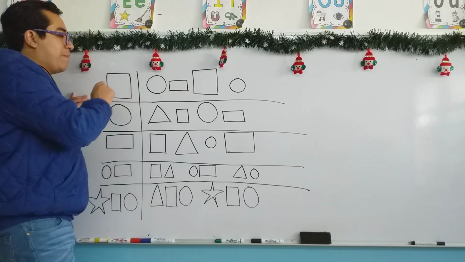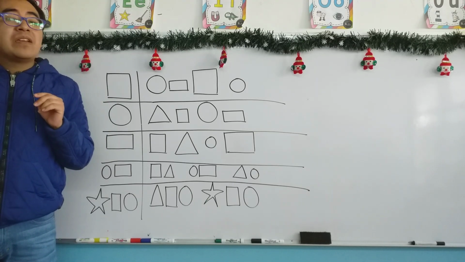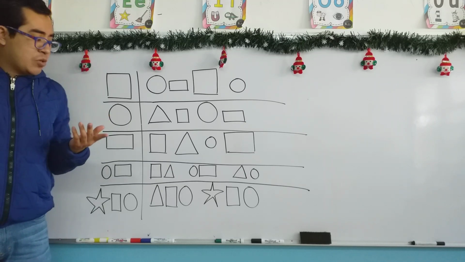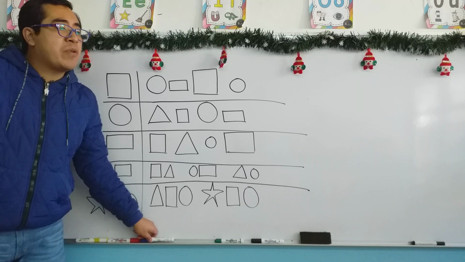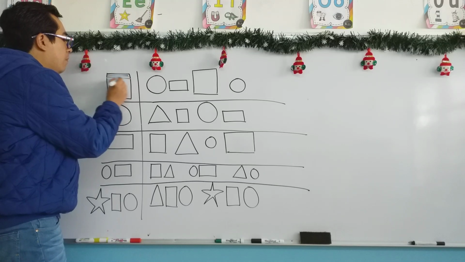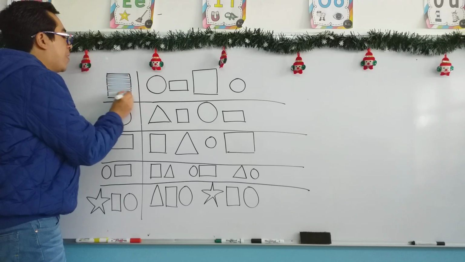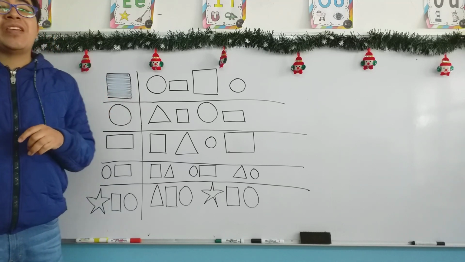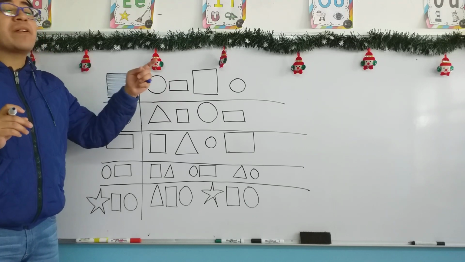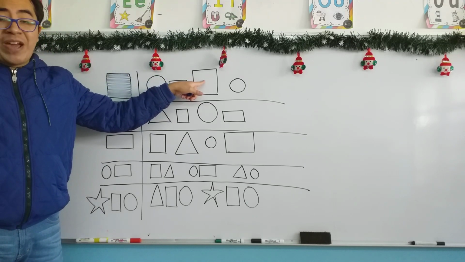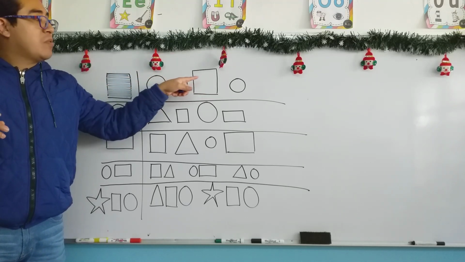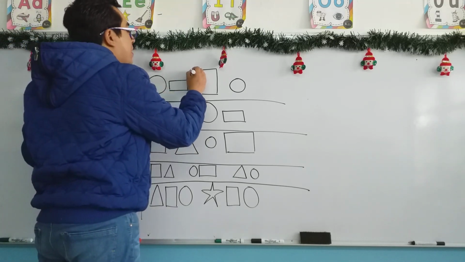Okay? Once we have located it, ya que lo hayamos encontrado, ahora sí lo podemos colorear del color que nosotros queramos. In the case of the teacher Jacob, I will use color blue. So, we have a square. Tenemos un cuadrado. Let's look for the same square. Vamos a buscar otro cuadrado. We have a circle, we have a rectangle. Right here, we have a square. So, it's the same geometric shape. Es la misma figura. Yes, we painted it also. También lo pintamos.